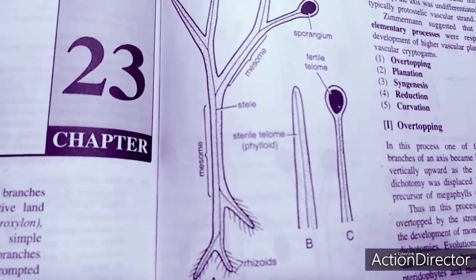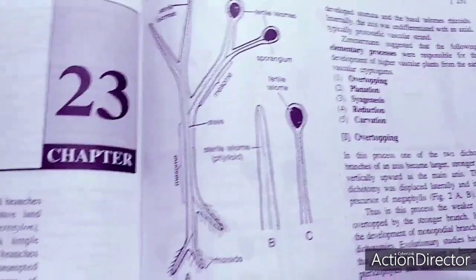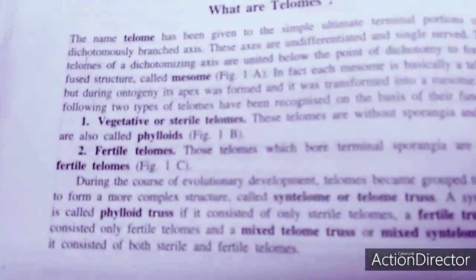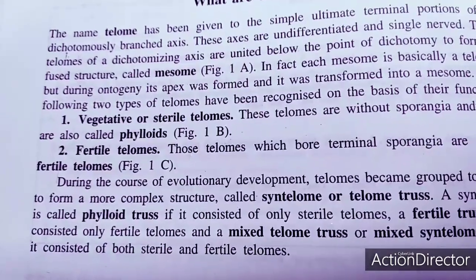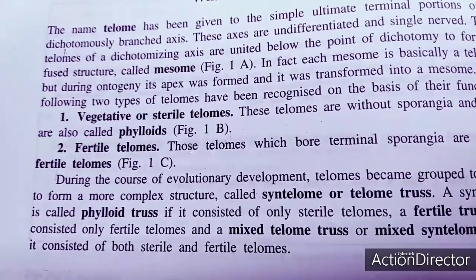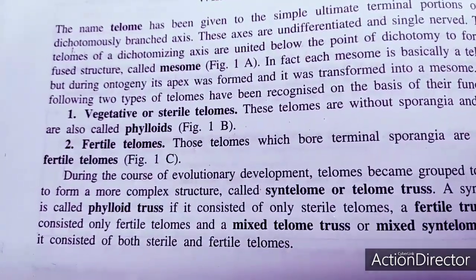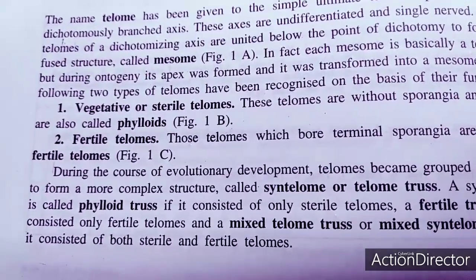Two types of telomes have been recognized. One of them is called the vegetative type, the sterile telome without sporangia. These are also called the phylloids. The telomes bearing terminal sporangia are called the fertile telomes.